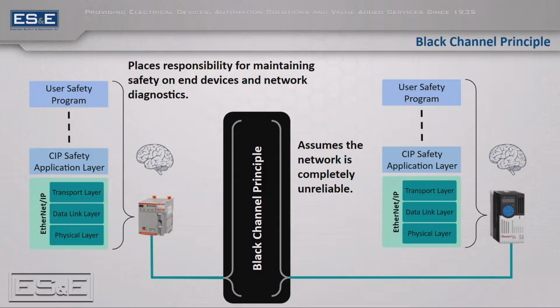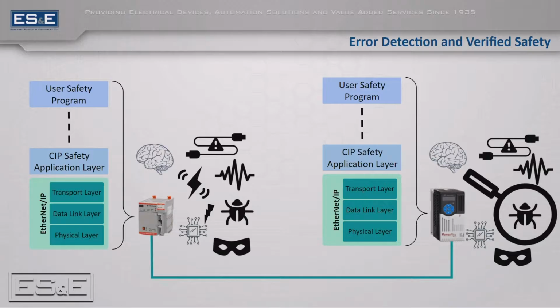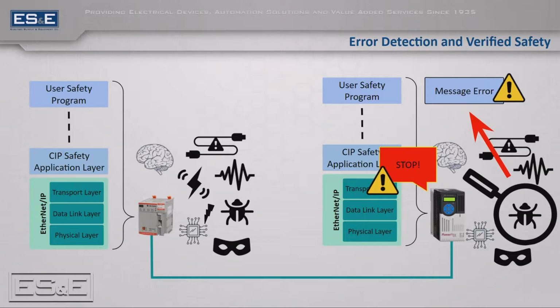So how does this happen? Like we talked about earlier, there are lots and lots of different errors that can occur. So we check for each one of those errors, and we can detect problems that crop up and maintain safety by transitioning things into a safe state. So when a problem with an Ethernet packet is detected, the end device itself is responsible for transitioning into a safe state. It throws up a message error and then transitions into a safe state, whether that be safe torque off or whatever.